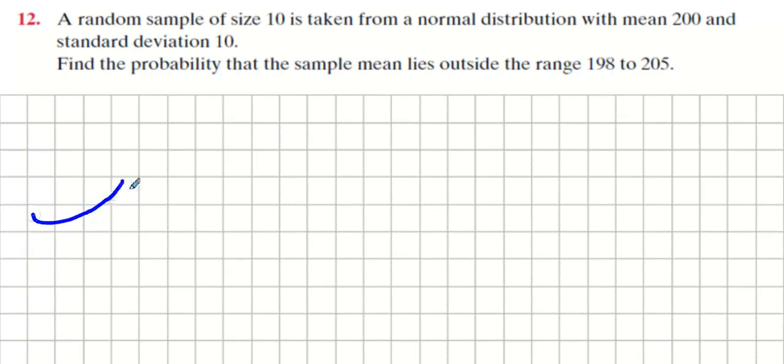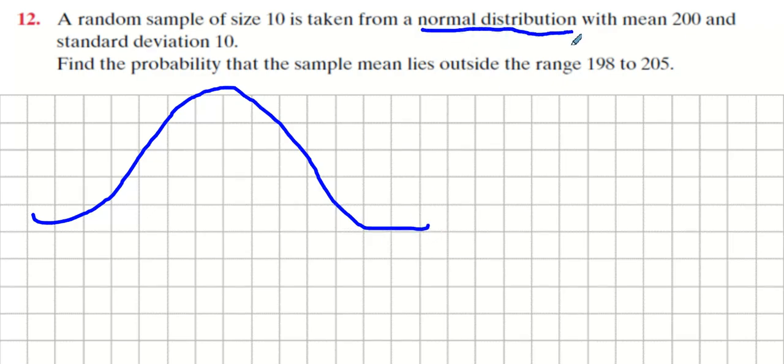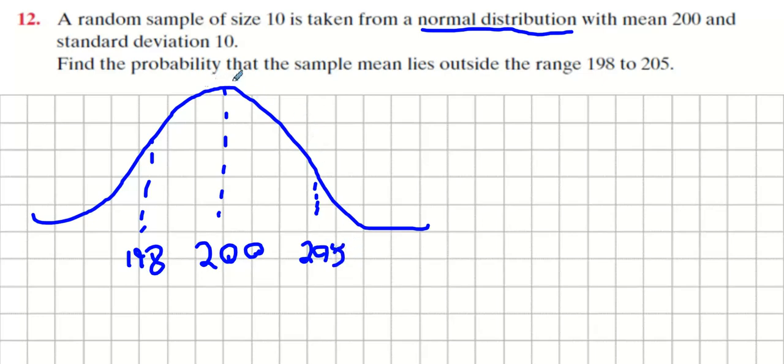How do I know it's normal? How do I know to draw that? Would you agree that it's 200 in the middle, and 198 would be below average, and 205 would be above average? Now, what it's after is to find the probability that the sample mean is outside this range.